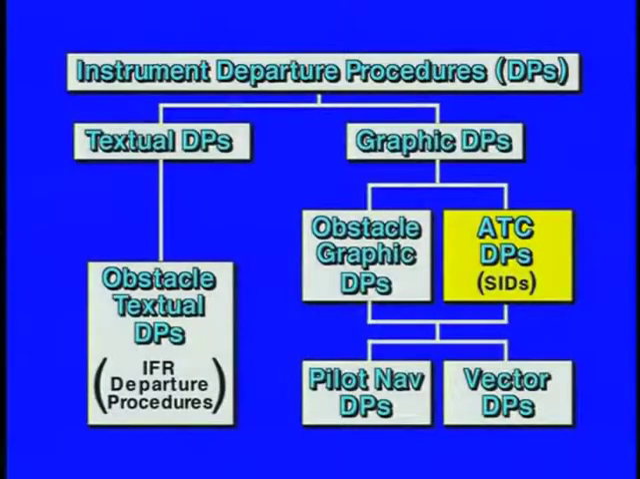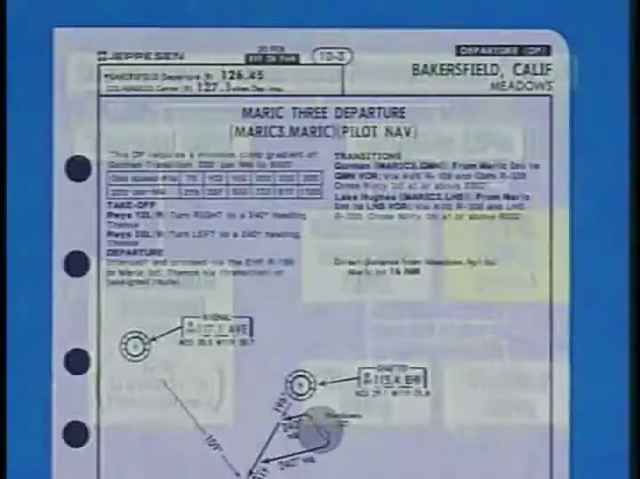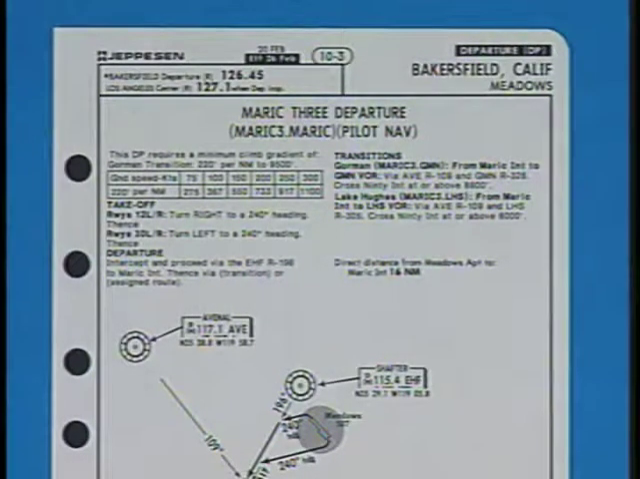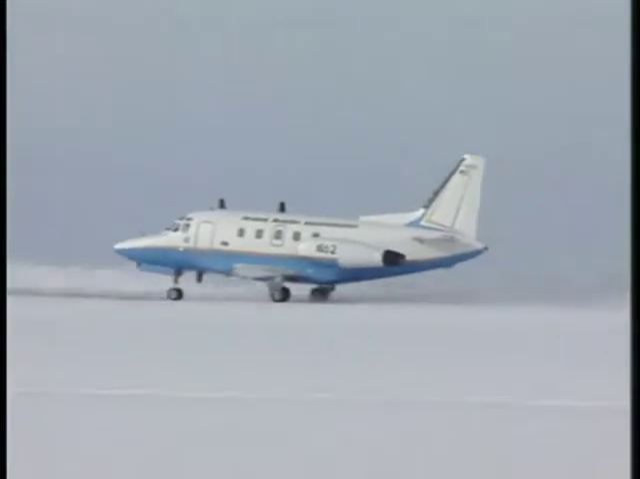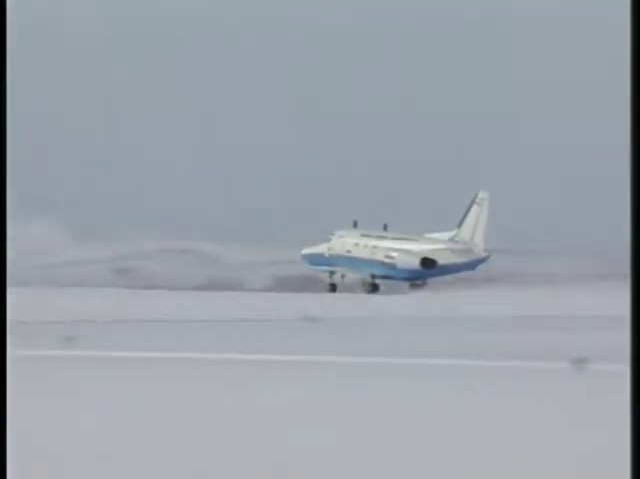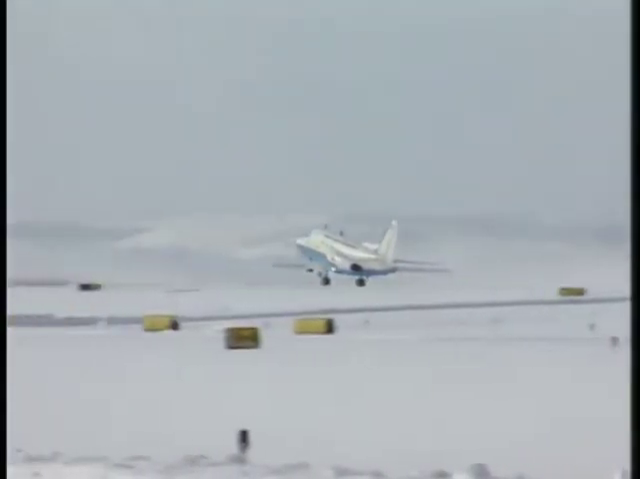ATC departure procedures, referred to as SIDs outside the U.S., do not have the obstacle label. These procedures also provide obstacle clearance, but are established primarily to simplify pilot-controller communications, expedite the flow of traffic, and to help with noise abatement. Due to the dynamic nature of instrument procedures and charts, you may see more changes to DPs in the future.